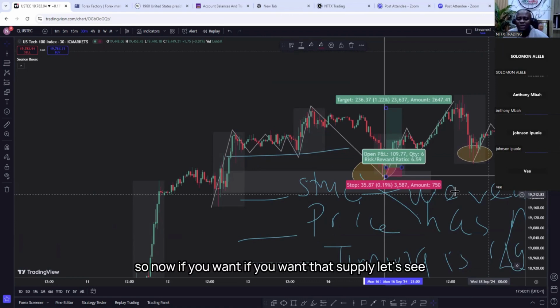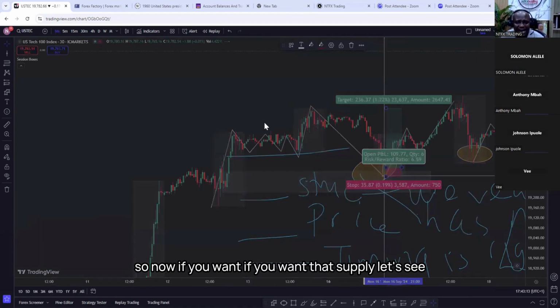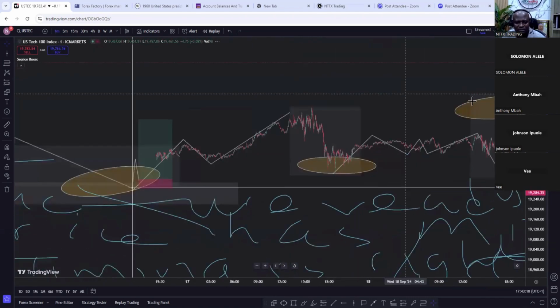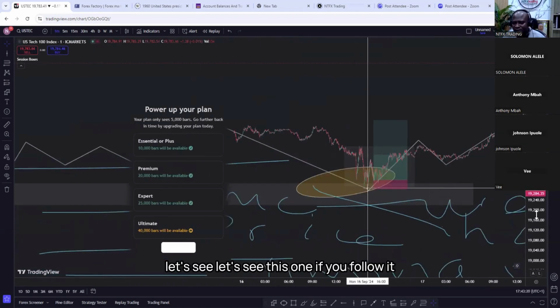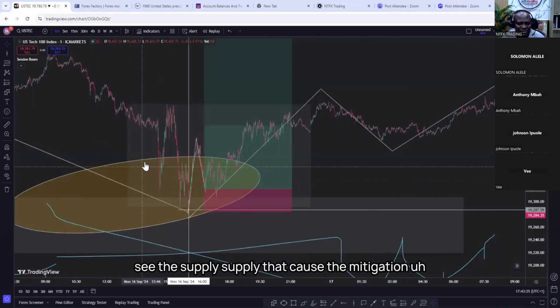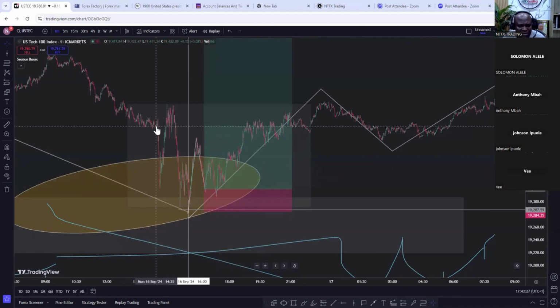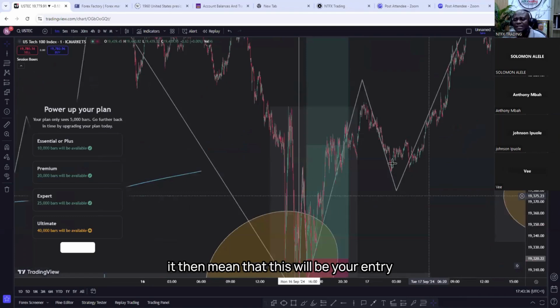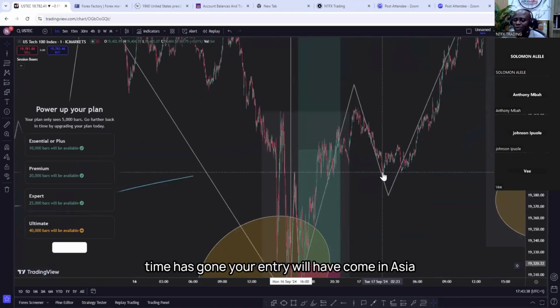So now, if you want that supply, let's see this one, whether it will do it. If we follow it, see the supply that caused the mitigation. Look at it here. Now, if you allow this supply to be taken, it then means that this will be your entry. Time has gone. Your entry will have come in Asia when you are sleeping.